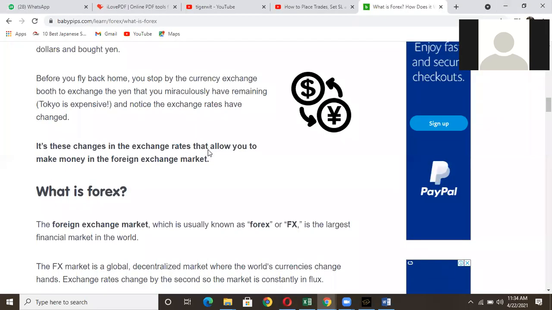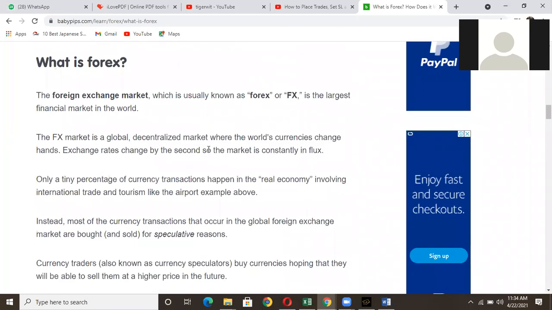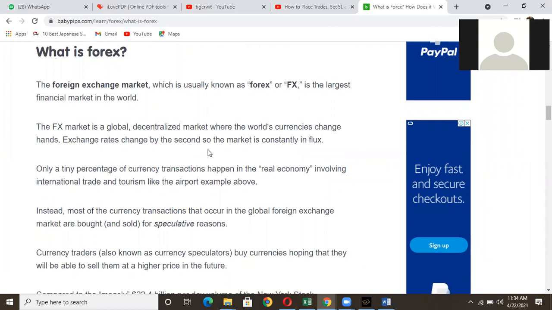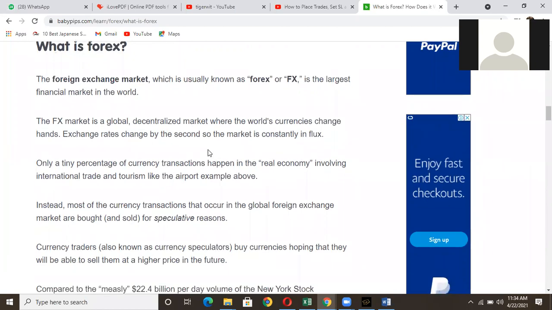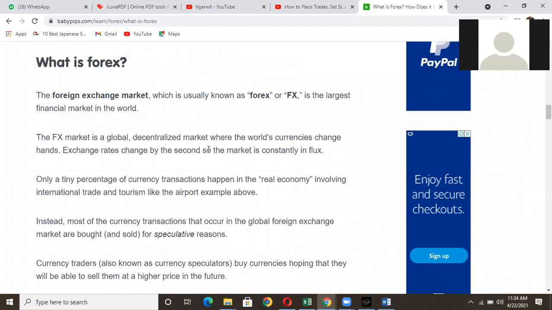So what is Forex? Basically, it is the foreign exchange market. We usually call it FX. Forex is usually the largest financial market in the world. It is a global, decentralized market. This is to mean all the world currencies change hands. These exchange rates change by the second. They usually move very, very fast.